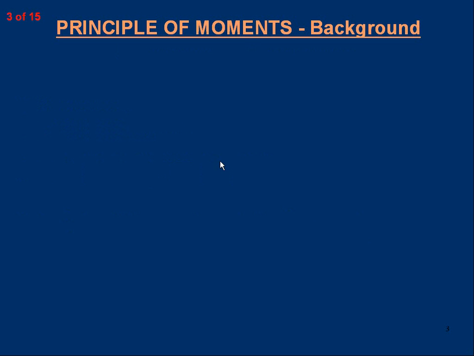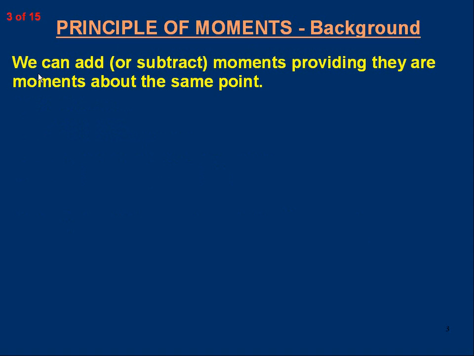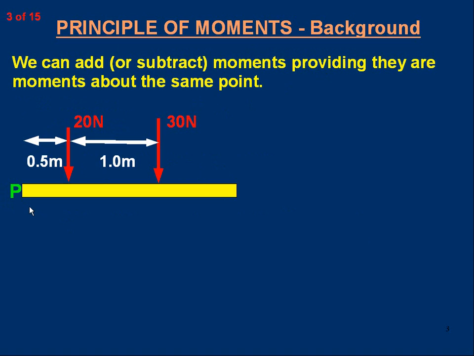Let's start with adding moments. We can add or in fact subtract moments, providing they are moments about the same point. Now, to make that clearer, let's do it. So there's a plank, an object in yellow. Let's mark a point on the left, P. Let's put two forces on it. I'm not saying the thing is in equilibrium, I'm just saying there are two forces on this object, a 20 Newton force and a 30 Newton force at the positions shown. And the question is this: what is the total moment of these two forces about point P?